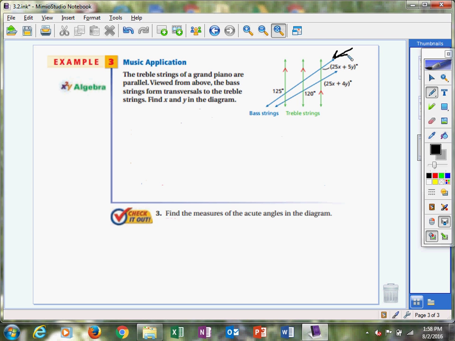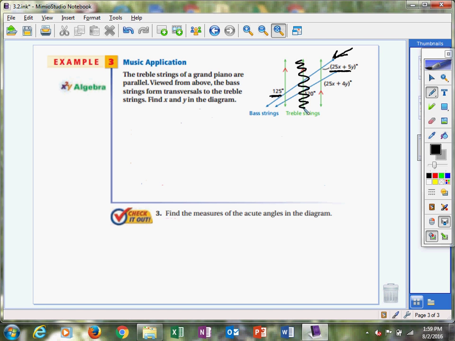okay? And let's look at the relationship between 125 and this 25x plus 5y. Now you could just ignore this middle green line and just focus on these outer two green lines. Just pretend that middle green line isn't there. What would be the relationship between the 125 and the 25x plus 5y degrees? And if you're going, Mrs. Thompson, they're both outside of their respective green lines on opposite sides of the transversal, I would have to say they are alternate exterior angles.